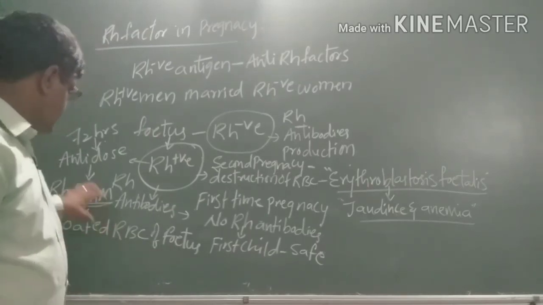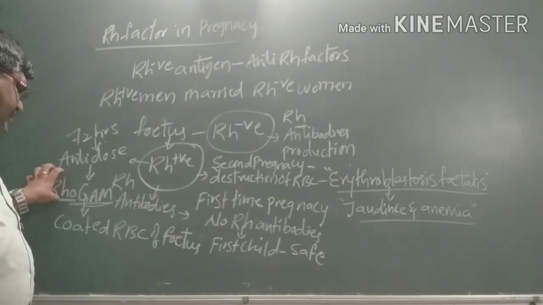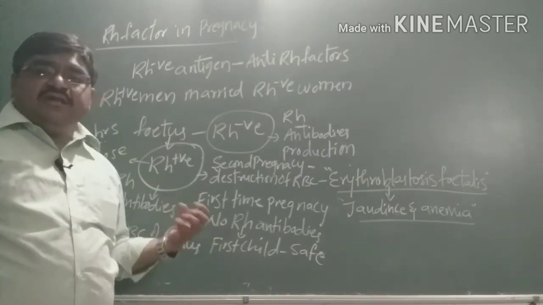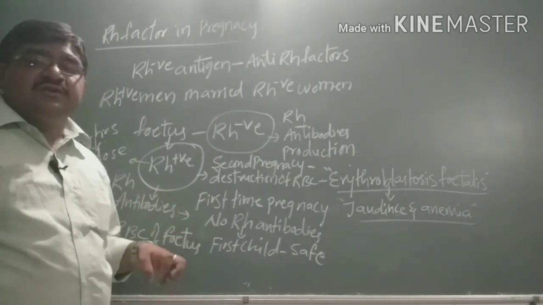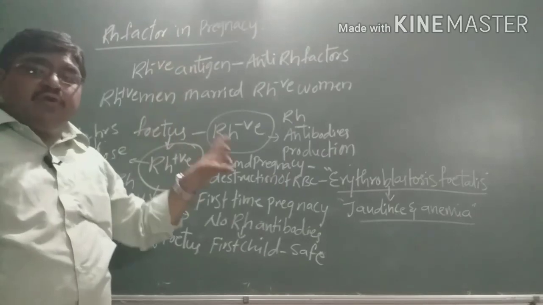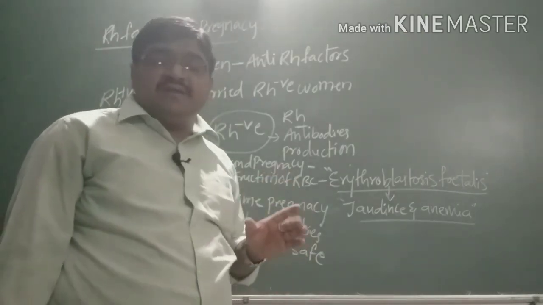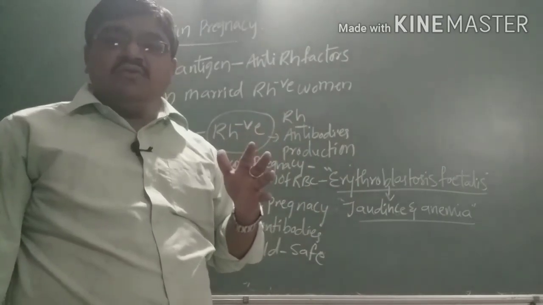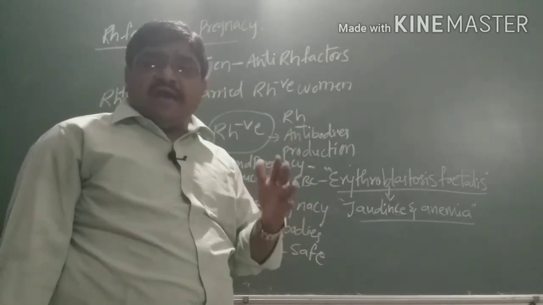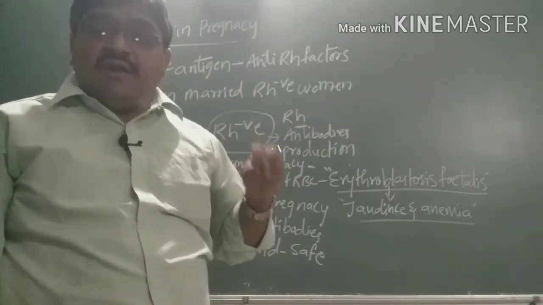So 72 hours before delivery, the anti-dose called RhoGAM is given, which protects the RBC of the fetus from destruction, so that delivery will be safe. This is how the RH factor plays a very important role in pregnancy, along with blood groups, universal donor, universal recipient, and the testing of blood groups.